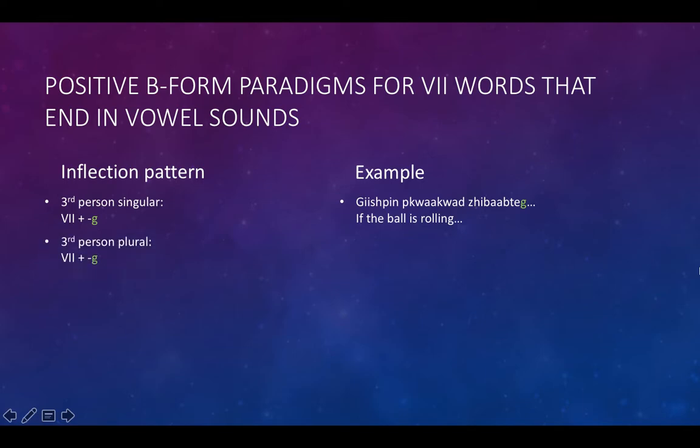Moving on to third person plural, again it's the same pattern. We're just adding a G to the verb. And we're going to use gishpin again for our example. Gishpin pkwakwadon jabopteg means if the balls are rolling. So again, singular and plural have the same B-form suffix. It's just the noun that lets you know if it's plural.